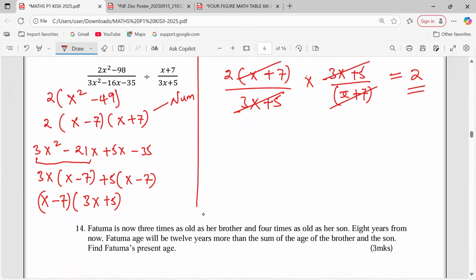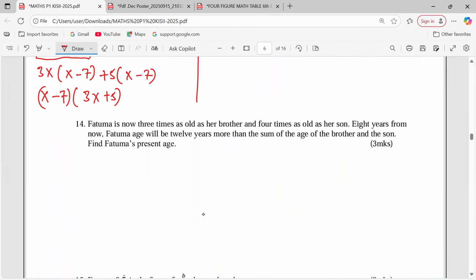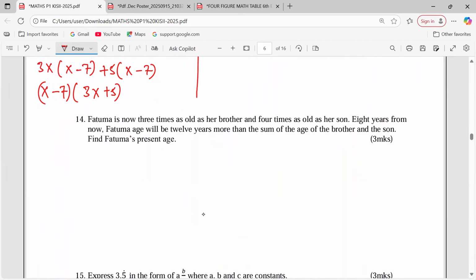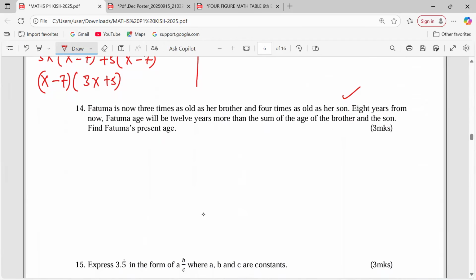We proceed to number 14. We are told that Fatuma is now 3 times as old as her brother and 4 times as old as her son. Look at that statement. Fatuma is now 3 times as old as her brother and 4 times as old as her son. 8 years from now, Fatuma will be 12 years more than the sum of the age of the brother and the son. Find Fatuma's present age.